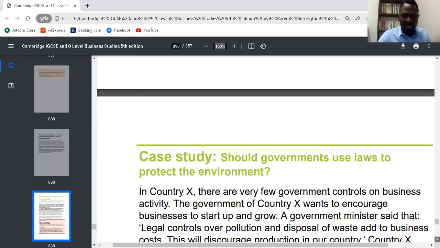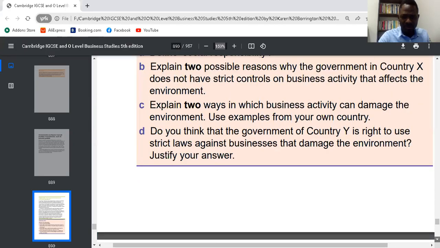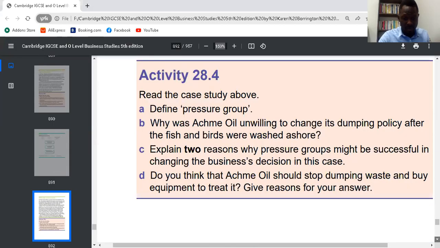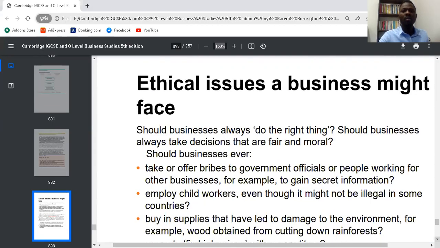So we'll go on. Is that all about it? Okay. So we go to ethical issues now. When we talk about ethics, ethics means the moral aspects, the principles to know what is right and wrong. So, ethical issues a business might face. Should businesses always do the right thing? Should businesses always take decisions that are fair and moral?